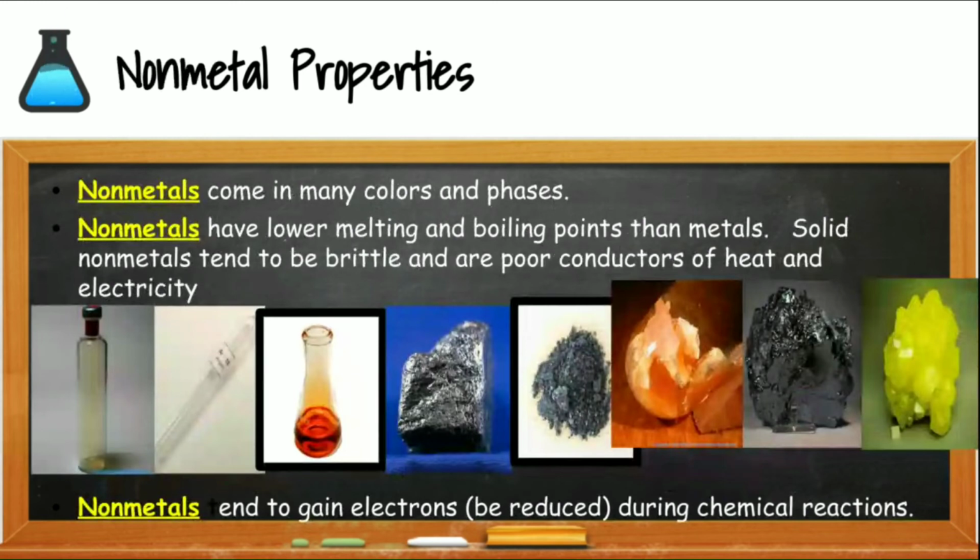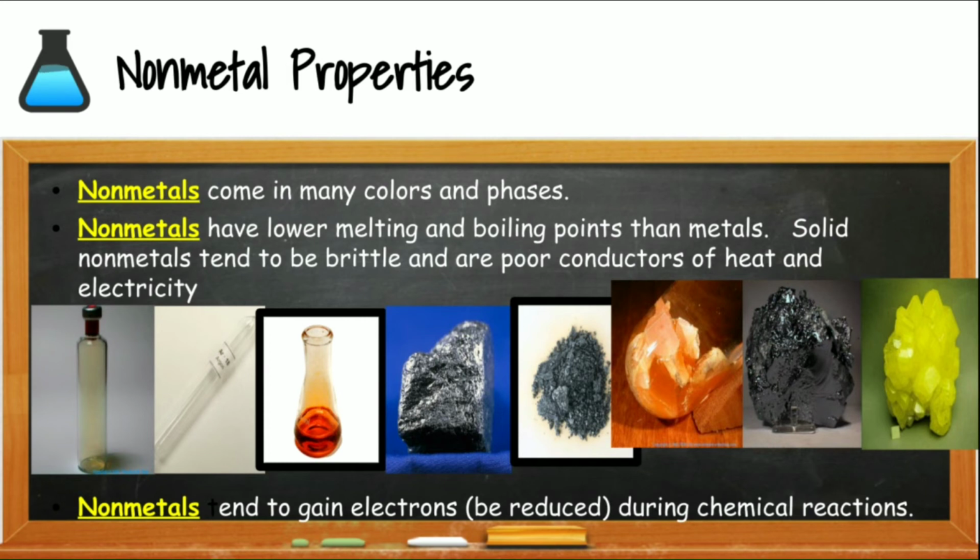Now, nonmetals have kind of the reverse of metallic properties. Nonmetals tend to come in a wide variety of colors and states of matter. They have lower melting points and boiling points compared to metals, and they tend to be brittle, which means they kind of crumble and fall apart, and they're poor conductors of heat and electricity.